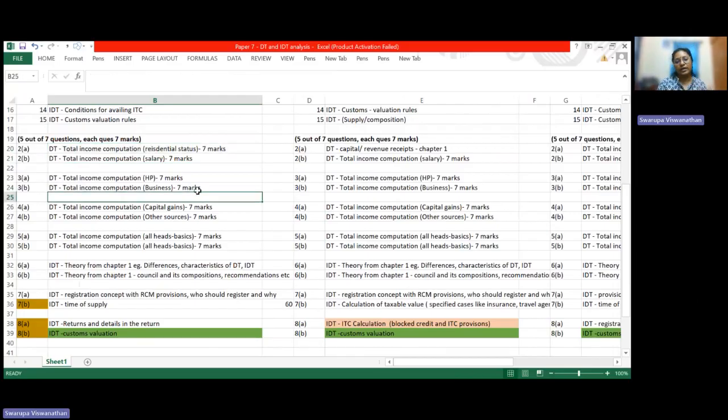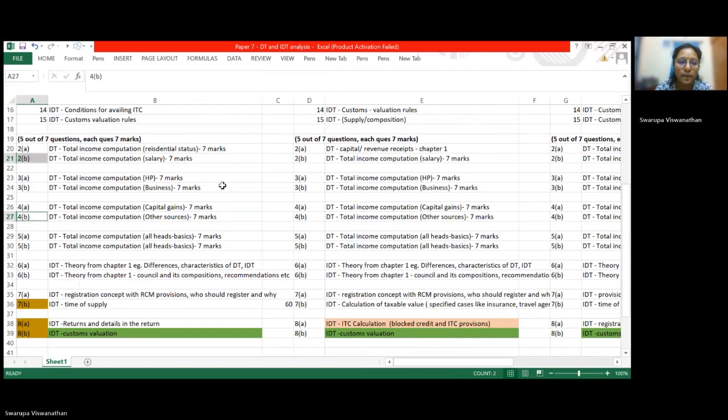And if business income is a little bit hard and there are a lot of provisions to be covered, then you don't concentrate much on that. Then concentrate on capital gain, other sources. Ensure you learn all the provisions of capital gain and other sources so that you can attempt the second question and fourth question together, 14 plus 14 marks. Okay, so you have to select and prepare smartly.